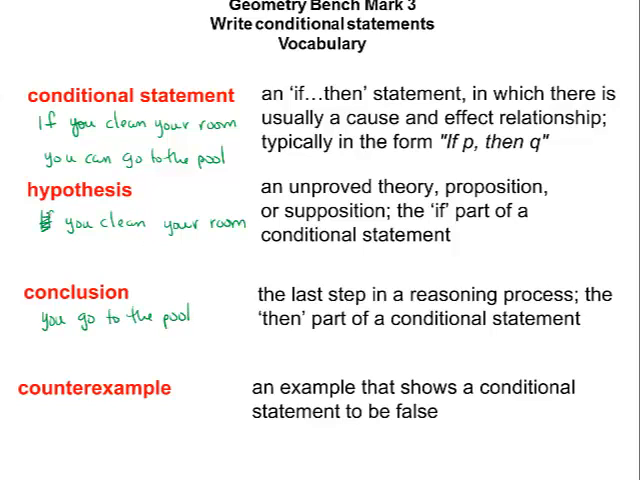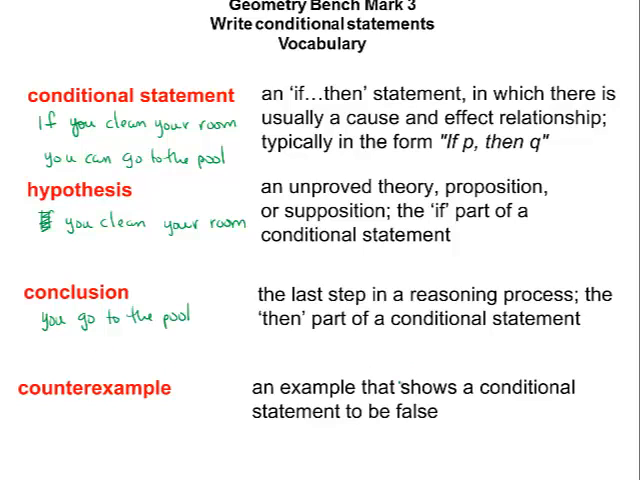I guess the hypothesis doesn't actually have the if. So the hypothesis is the if part. It's the condition. It's the guess about what will happen. And then the conclusion is the then part. So if the hypothesis occurs, then the conclusion follows. If the hypothesis doesn't occur, then the conclusion goes away.